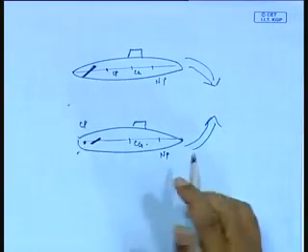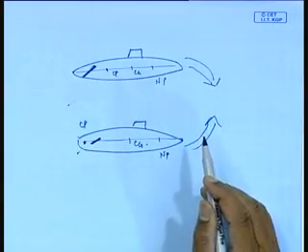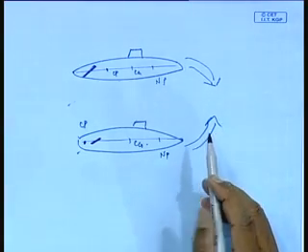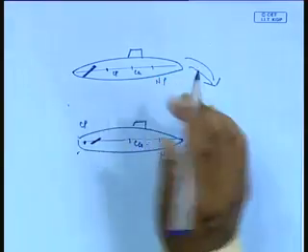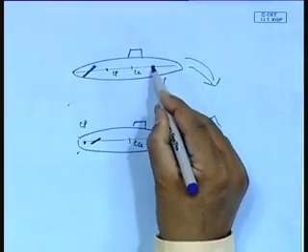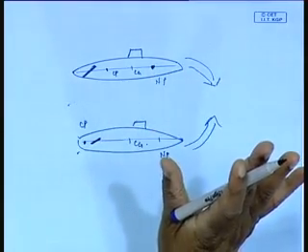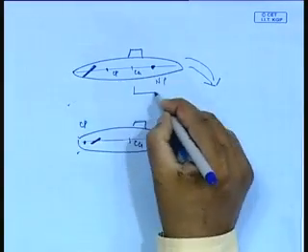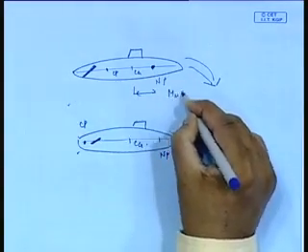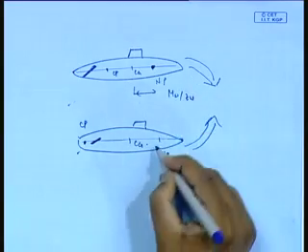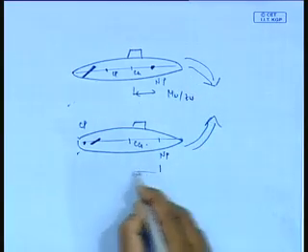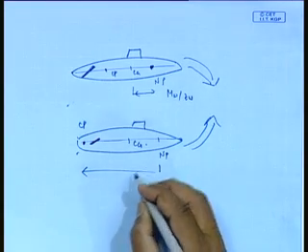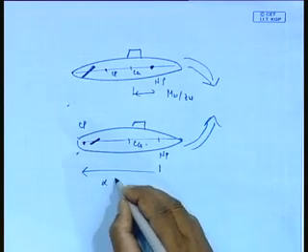Now, you see the point of interest here. Let me realize this again. My neutral point is fixed. Given a submarine, the neutral point is fixed, because for the neutral point distance we have seen that it is mw by zw. But we have seen that this distance is actually inversely proportional to u square.